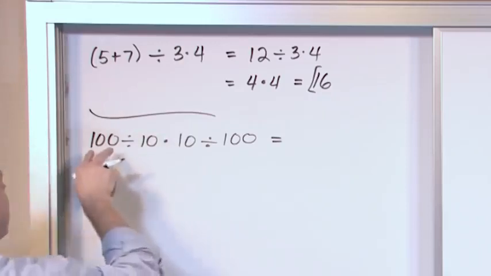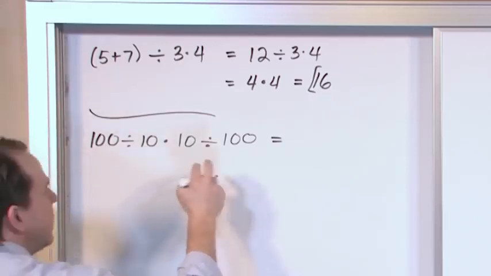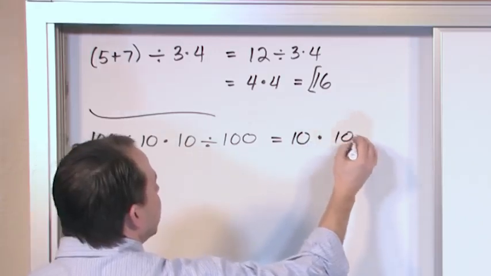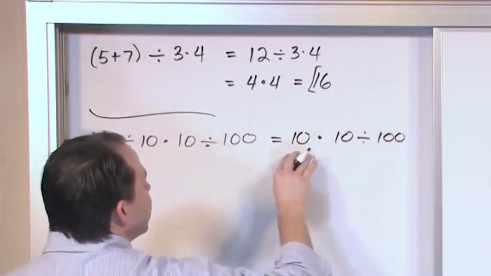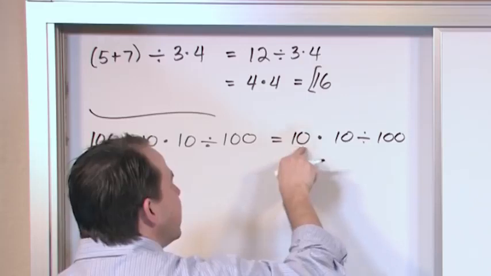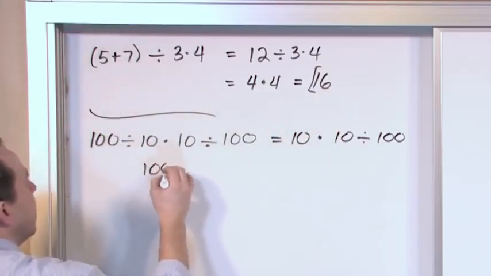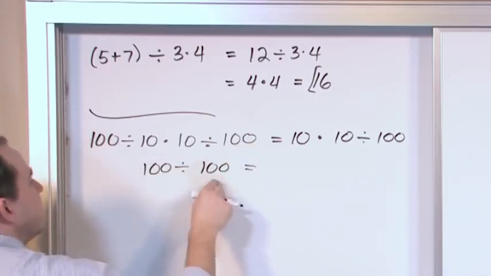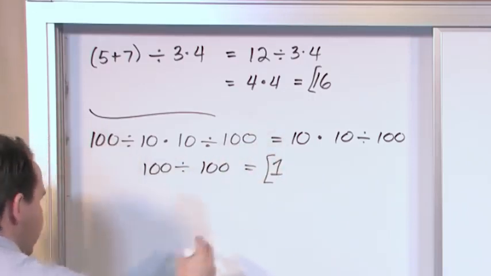So 100 divided by 10 is going to give us 10. I have to carry the rest along for the ride. I haven't done anything with that. Same thing here, we do left to right. 10 times 10 gives us 100, and I carry this along for the ride. Then finally, the only thing left to do is this division, which gives you 1. And this is the final answer.